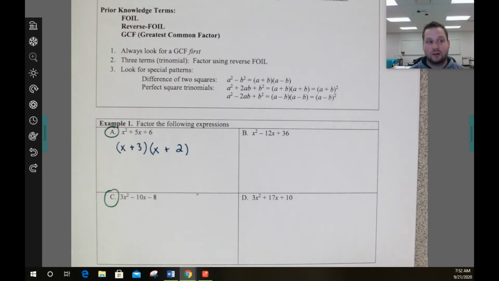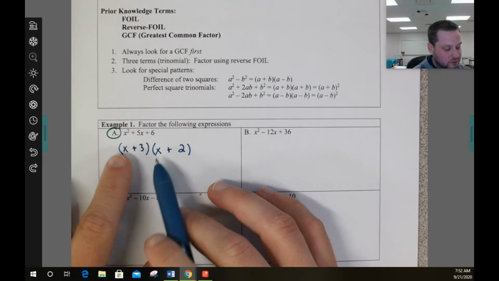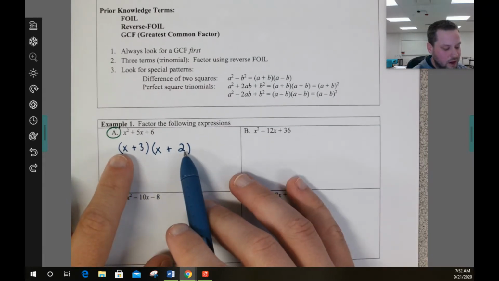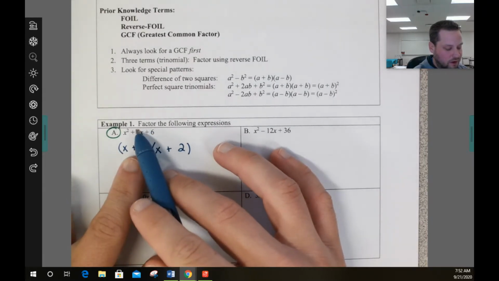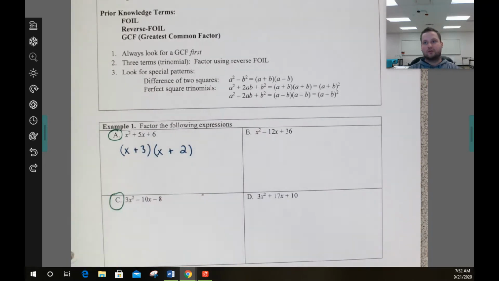You could always check your work by foiling it back out. When you go ahead and FOIL this, we're going to get x squared plus 2x plus 3x, so that gives me my 5x, and then plus 6 on the end. So we're good. That's the answer right there.